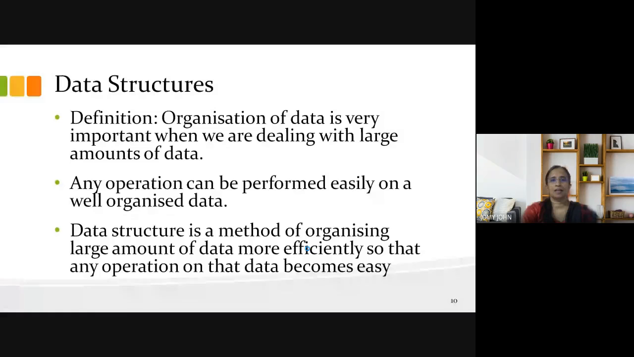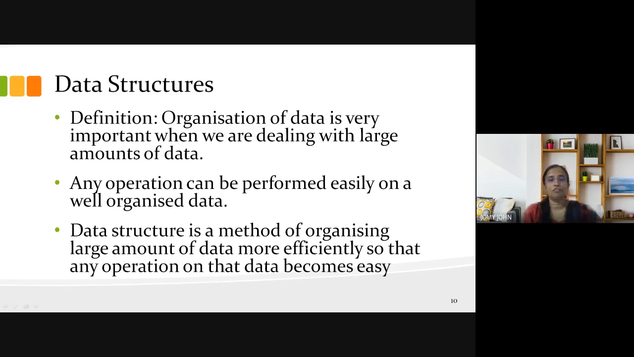Good morning. Today we will learn about data structures in C. Data structure means organization of data in an efficient manner. We know that organization of data is very important when we are dealing with large amounts of data. So any operations can be performed easily on well-organized data.